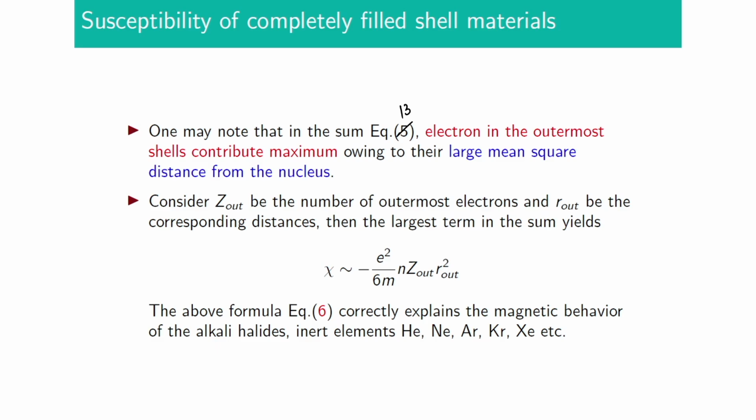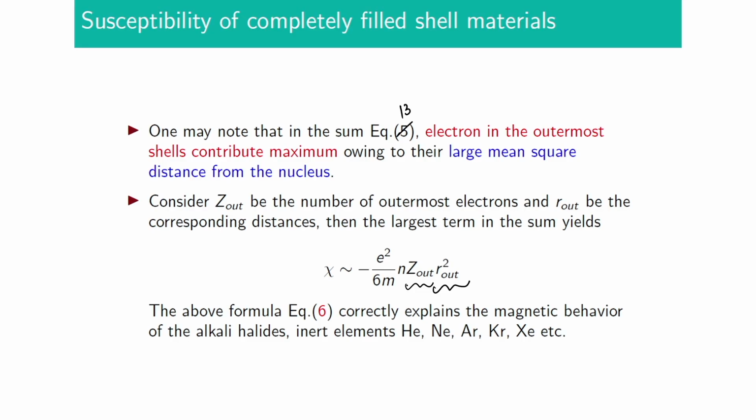So, electrons in the outermost shells will contribute maximum because of the large mean square distance, because r I square is the mean square distance from some chosen origin. The origin is assumably in the nucleus or inside the atom, and you measure r I square with respect to the origin, and so r I square is maximum.